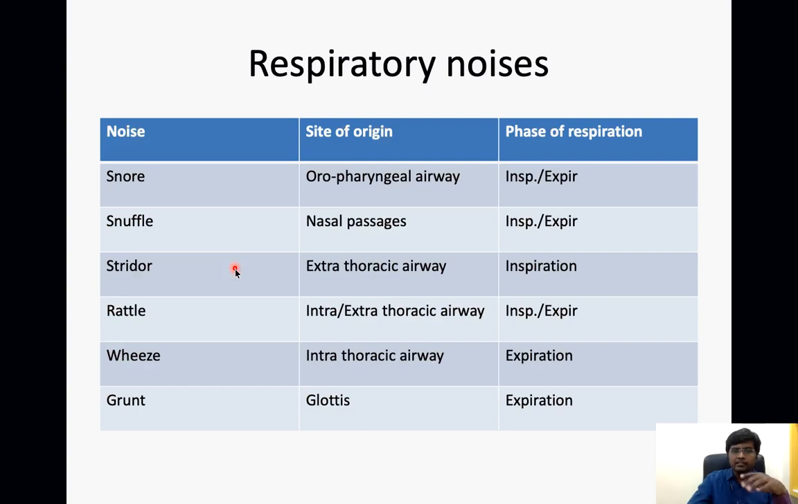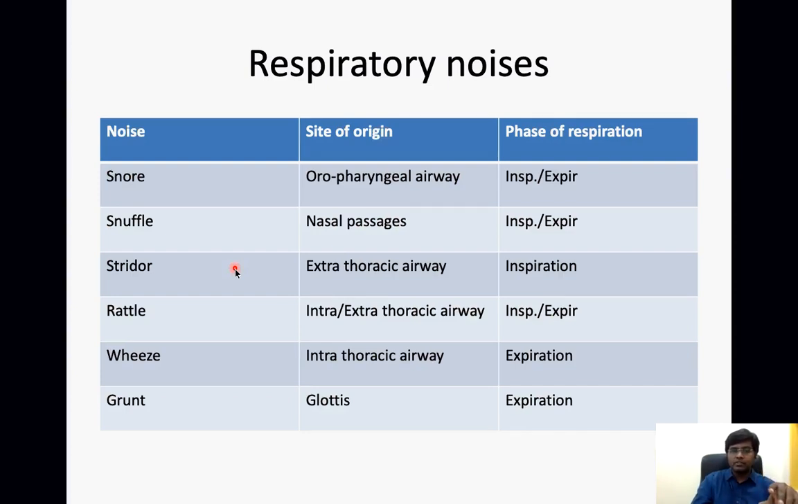And whenever there is a stridor, stridor is actually a very harsh sound. You'll be able to hear the child making a loud sound, especially during inspiration. So whenever stridor is present, you think of the extrathoracic area, that is, the upper airway, involving the larynx and the upper trachea. Whenever stridor is present, you think of this problem.